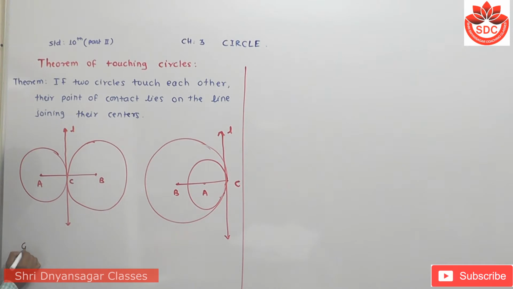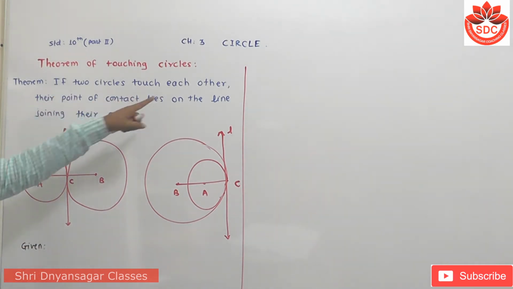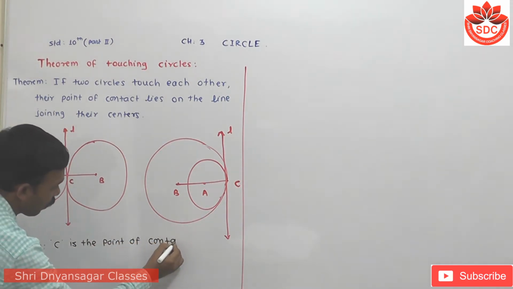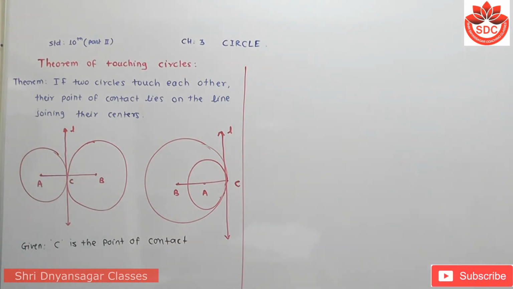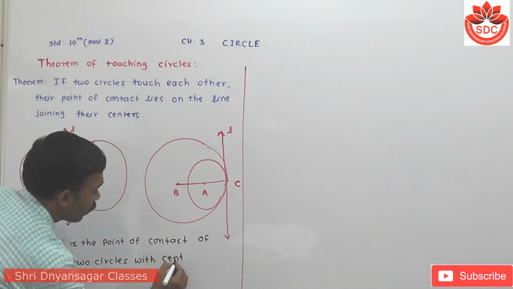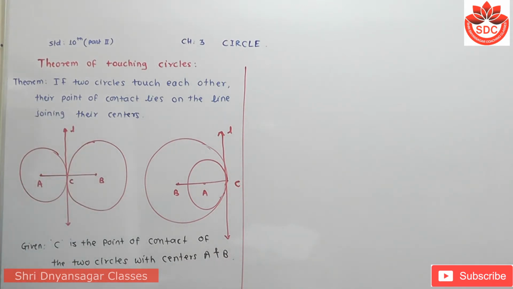Given: student, look here, if two circles touch each other, their point of contact lies on the line joining their centers. Now if two circles touch, the point is C here. C is the point of contact of the two circles with centers A and B. This is our given. Here I write: C is the point of contact of the two circles with centers A and B. This is the given.